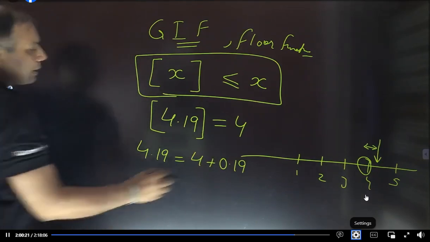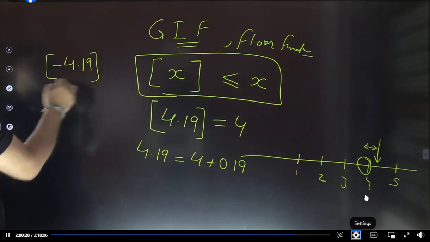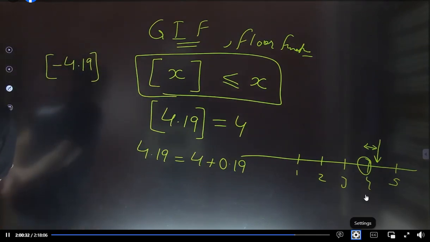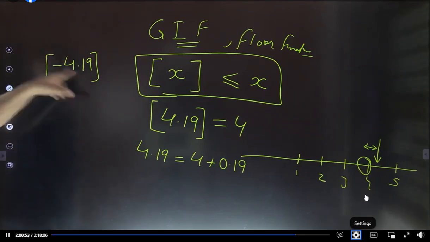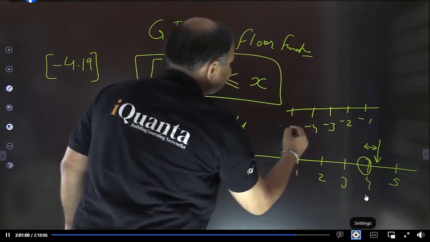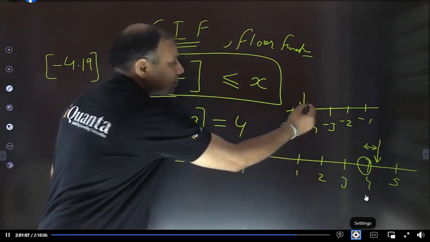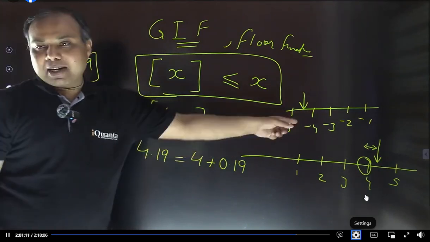Let me ask you one more value. Can you tell me, minus 4.19, what will be the greatest integral value for this? Aditya says minus 3 and Shaurya says minus 5. Some of you are saying minus 3, minus 5. Think and tell me. See, minus 4.19. On the number line, minus 1, minus 2, minus 3, minus 4, minus 5. Minus 4.19 will lie somewhere between minus 4 and minus 5, right?